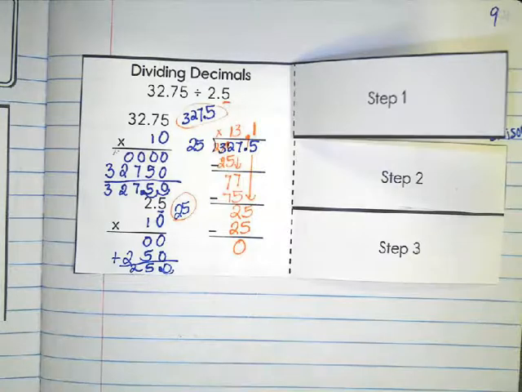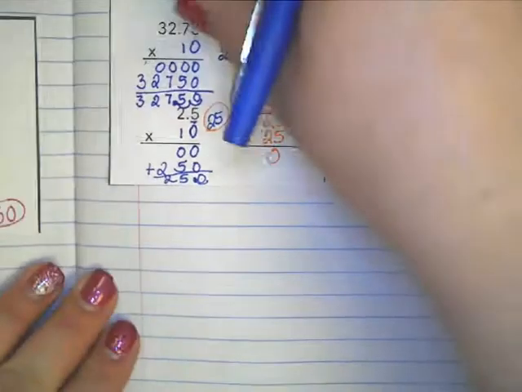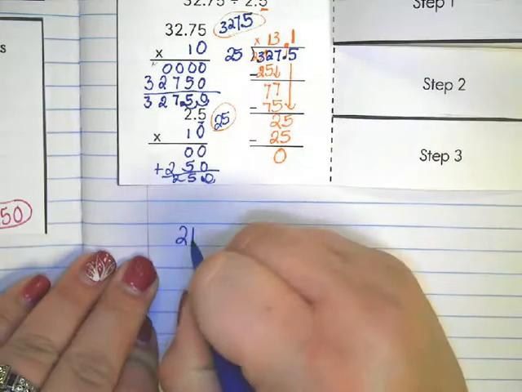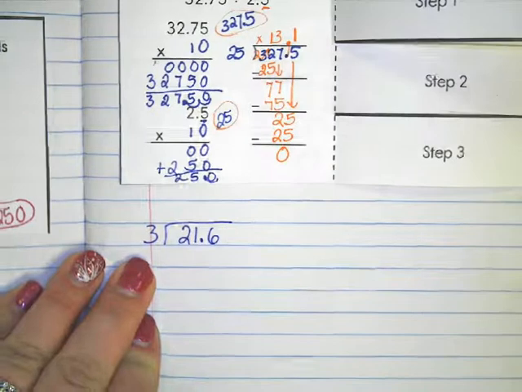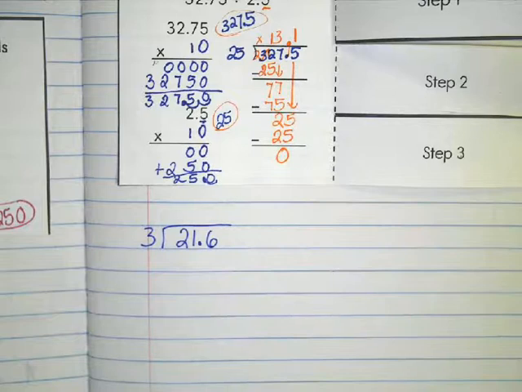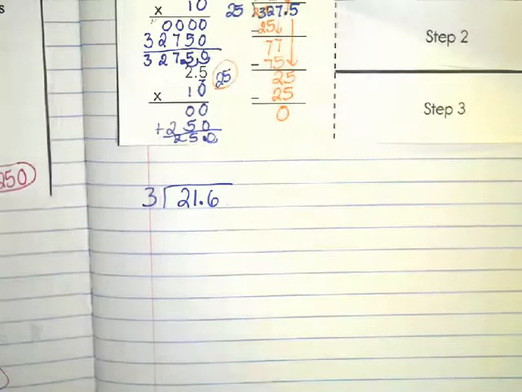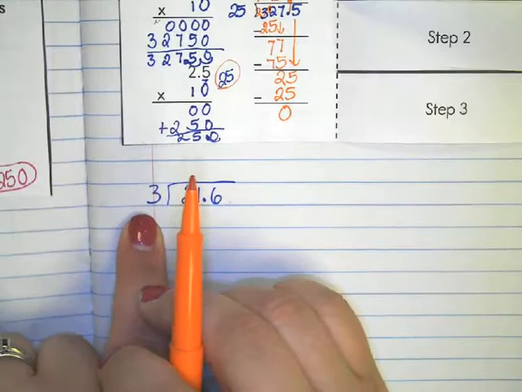So underneath there, let's try another one. Let's try an easy one. 21.6 divided by 3. We're going to work it together. So, first thing I want to look at, does my divisor have a decimal? So does this number out here have a decimal? No. So I can completely ignore step 1 then.